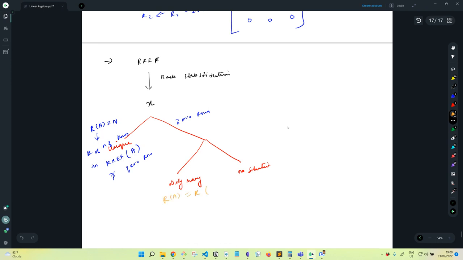When will it admit infinitely many solutions? When rank of A equals rank of the augmented matrix [A, B]. It will admit no solution when rank of A is not equal to rank of [A, B]. And further, we saw that one inequality always holds: rank of [A, B] is always greater than or equal to rank of A.